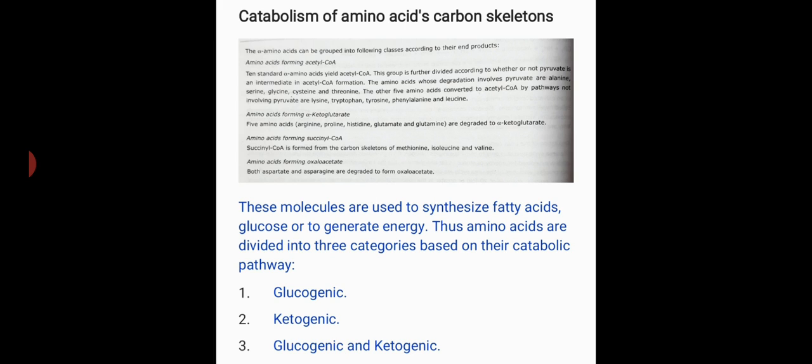Amino acids lysine and leucine are ketogenic and give rise only to acetyl coenzyme A or acetoacetyl coenzyme A. A small group of amino acids, that is, isoleucine, phenylalanine, threonine, tryptophan, and tyrosine, give rise to both glucose and fatty acid precursors and thus are characterized as being glucogenic as well as ketogenic.